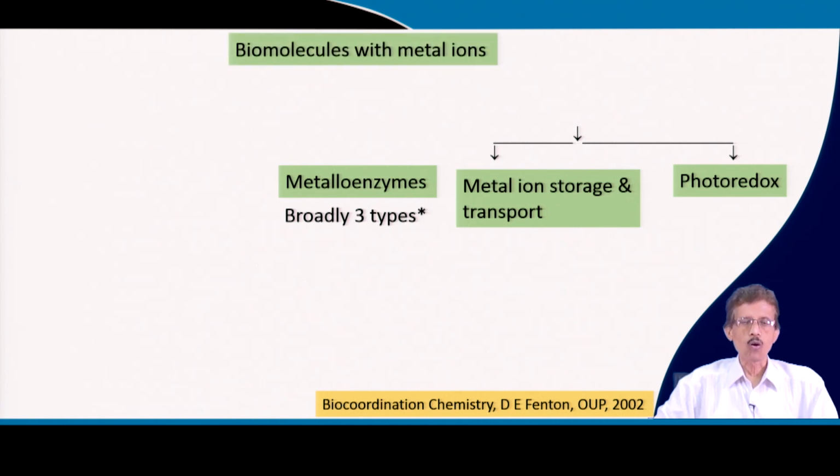Now we will go for the biomolecules with metal ions. That means the family tree we will be talking about, and these biomolecules with metal ions. So, along with that, how we can define a metalloenzyme, where we can have the metalloenzyme, and how we can classify the metal ion storage and transport.